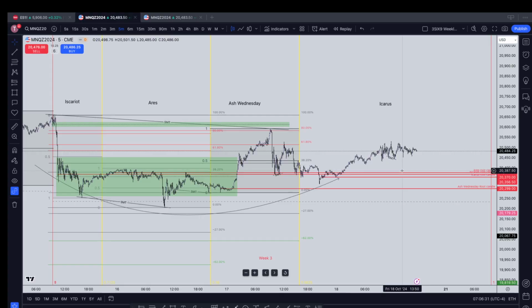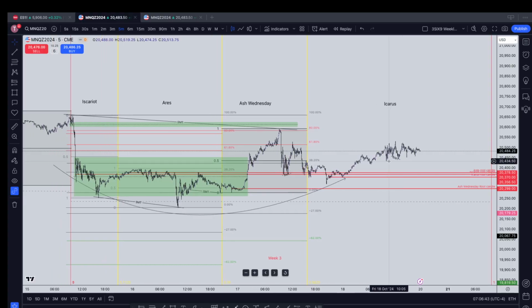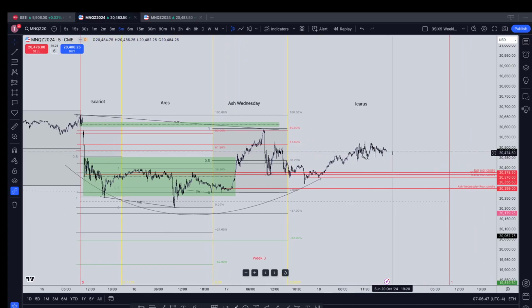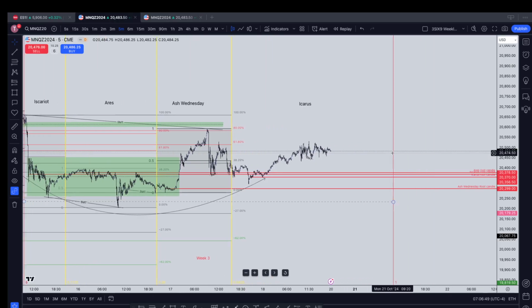You can really trade anywhere you want, any way you want, but for me, just to stay out of bad trades, this is what I'm looking at. Okay, that's what I want to say. This is week three, guys. I'm waiting for week four. Again, I'm hoping this week four would be a great move.